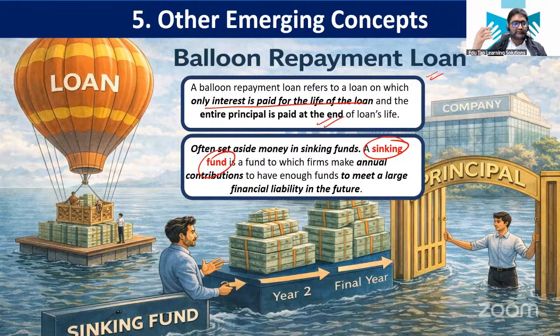Yes, a large financial liability is avoided by going for a sinking fund. 1 lakh rupees you have to pay at once. What we do is maintain a small sinking fund, and 10,000 every month, every year we will be depositing, and by the end of 10 years we will have 1 lakh. So that is something which is called a sinking fund.